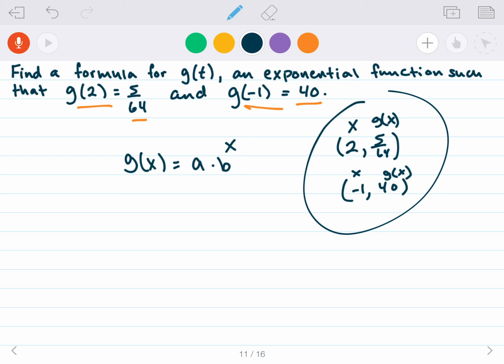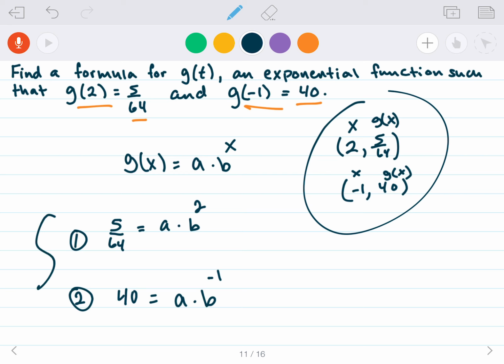Okay, so this is all the information we have. Now let's go ahead and set up 2 equations. The first equation, using the first point, g of x is 5 over 64, and that's going to equal a, which we don't know, times b, which we don't know, raised to the second power. So I was just plugging in x and g of x into the equation. Now, if we plug in the other point into our other equation, we get g of x, which is 40, equals a times b to the negative 1. Okay? So this is all I have to work with right here.